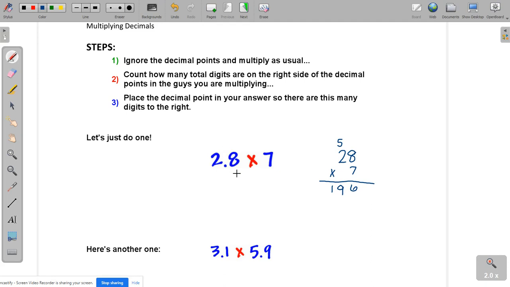Now we go over how many decimals do we have? We have one decimal place. So that means we have to move our decimal one place in our answer. So our decimal is located right at the end of our number. So we have to move it one place to the left. So our answer is 19.6.